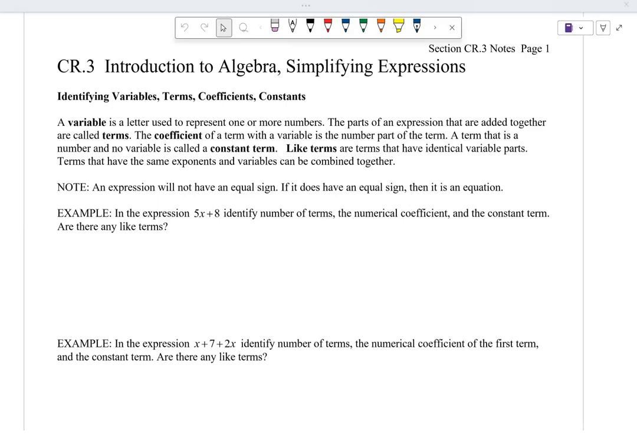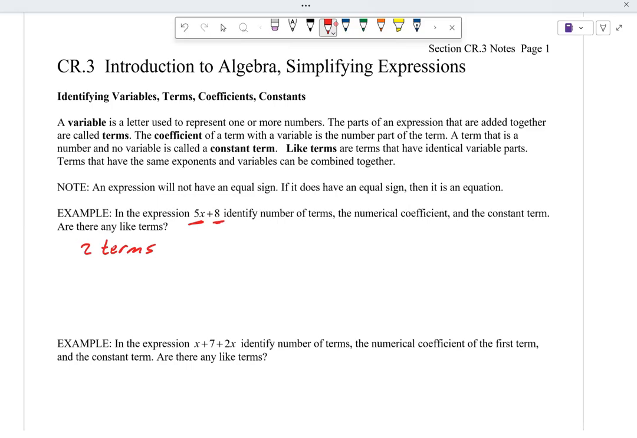In the expression 5x plus 8, let's identify how many terms you have. So there's one term, there's another term. They're separated by a plus or a minus. So we have two terms here, right? Our variable part is that x, right? That's our variable in this expression.